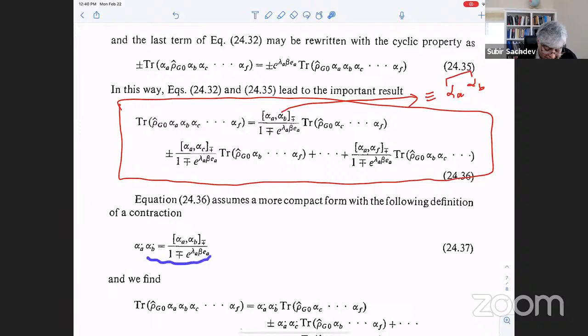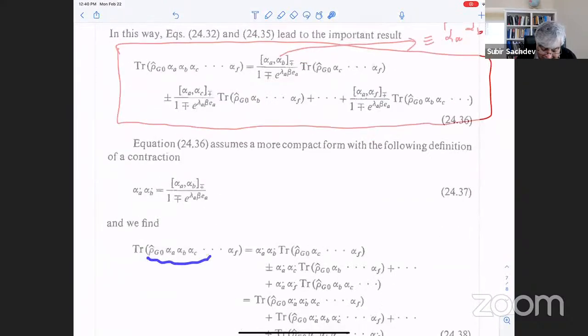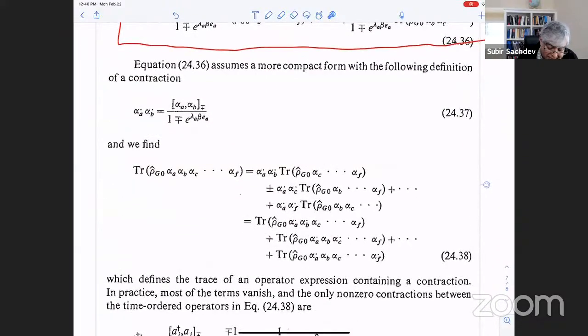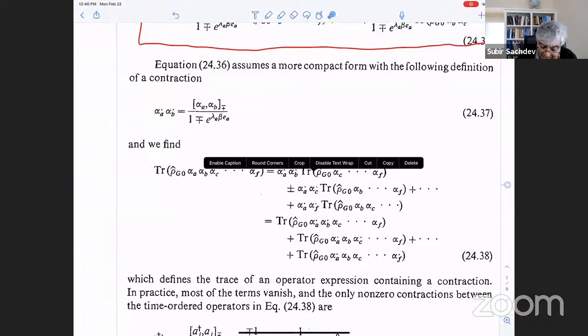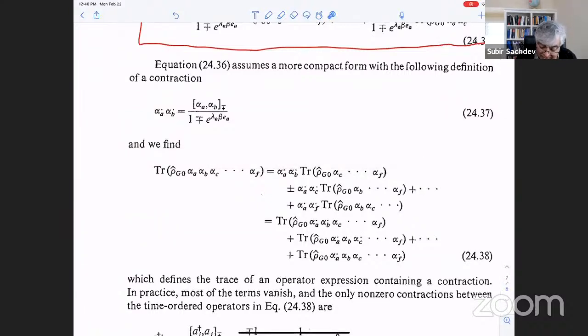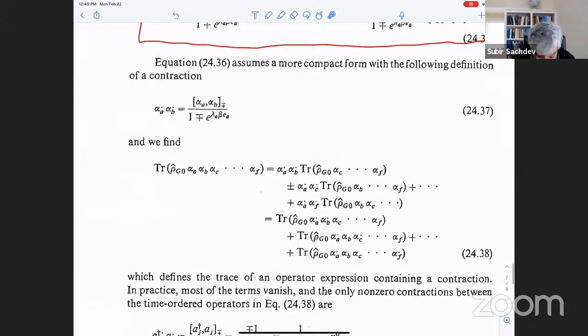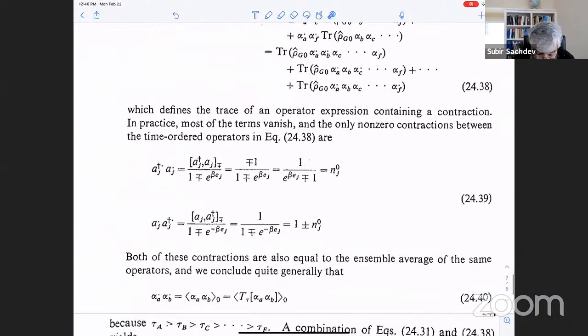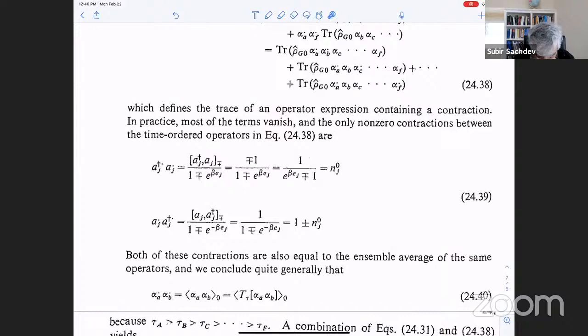So we have contracted away alpha A and alpha B, and we have this result here, where this product of a large number of operators is the sum of various terms, which consists of the contraction of A with every other operator times the same thing with the remaining terms. Okay. All right, so that's basically the proof. And then we're going to look at these expressions more later, tomorrow.